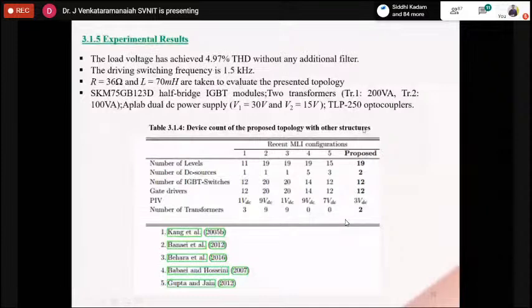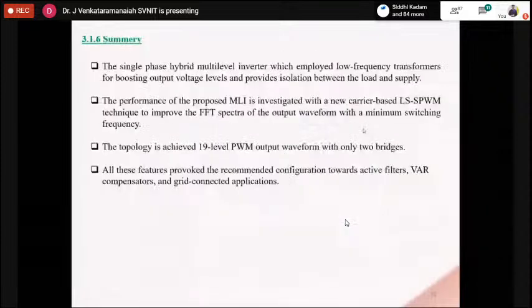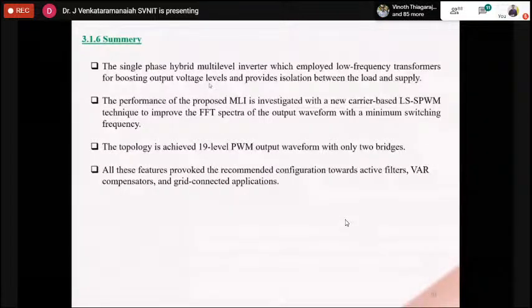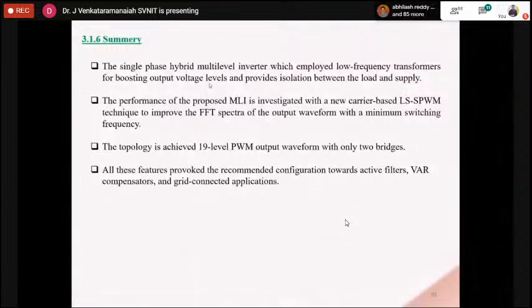Now, in this configuration, what you can observe is a single phase hybrid multi-level inverter which employs low frequency transformers for boosting the output voltage levels. In most cases, we have 2 options to boost the levels. One is a capacitor, another one is a transformer. If you connect the transformer at the secondary side of the output of the inverter, you can get more number of levels, as well as on the primary side. But when you are using the transformer on the primary side, it should be a high frequency transformer.